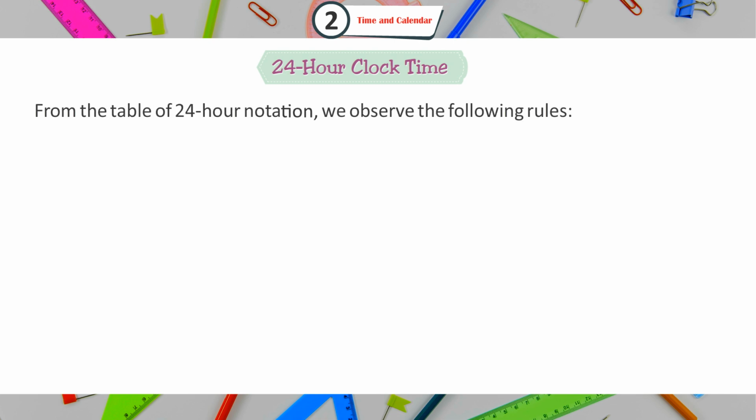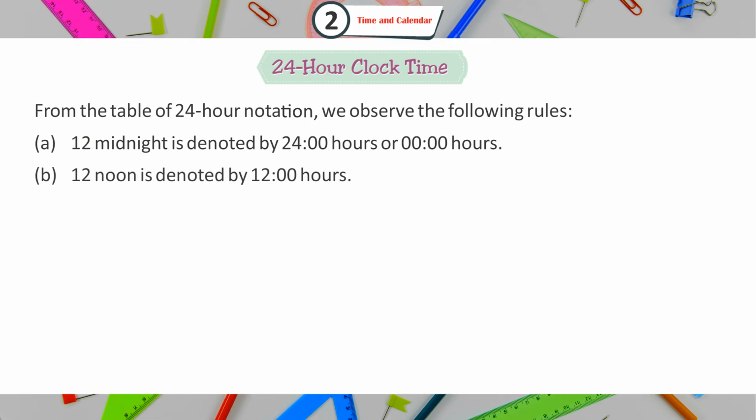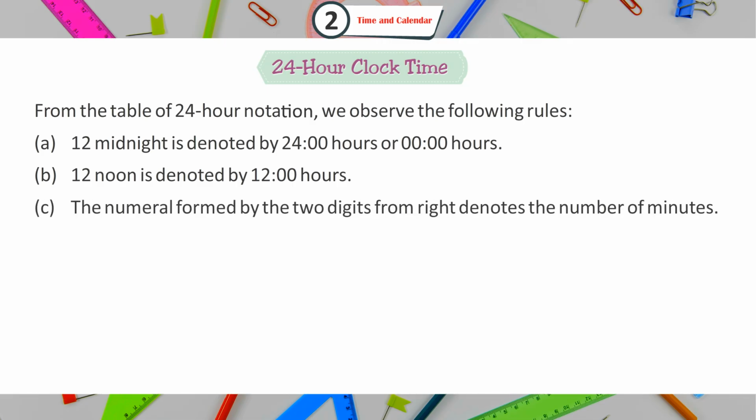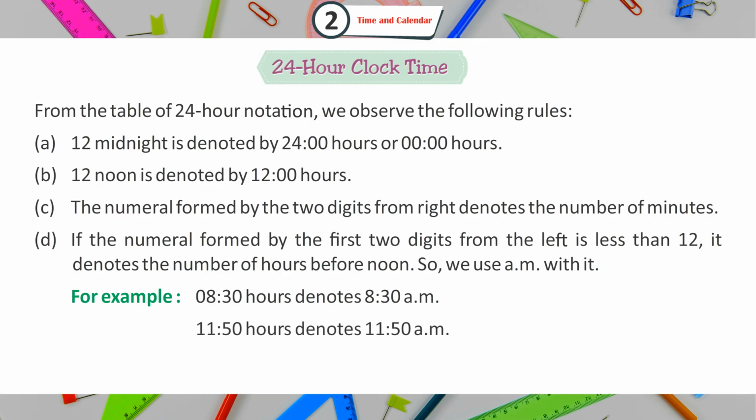From the table of 24-hour notation, we observe the following rules. A. 12 midnight is denoted by 24:00 hours or 0000 hours. B. 12 noon is denoted by 12:00 hours. C. The numeral formed by the two digits from the right denotes the number of minutes. D. If the numeral formed by the first two digits from the left is less than 12, it denotes the number of hours before noon, so we use AM with it. For example, 8:30 hours denotes 8:30 AM. 11:50 hours denotes 11:50 AM.